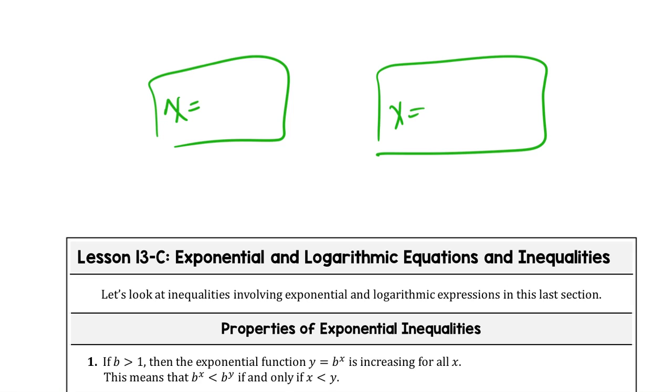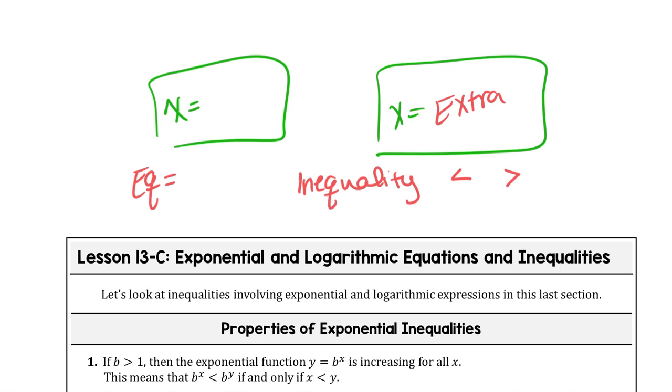If we go through and check them, we might find that one of these may be an extraneous solution. Maybe both of them are extraneous solutions. But at the end of the day, we do have a specific value that x is allowed to equal because it is an equation. Equations deal with equal signs. So every equation contains an equal sign. What we're going to look at today is something called an inequality. And that's where you have your less than, greater than, less than or equal to, greater than or equal to.